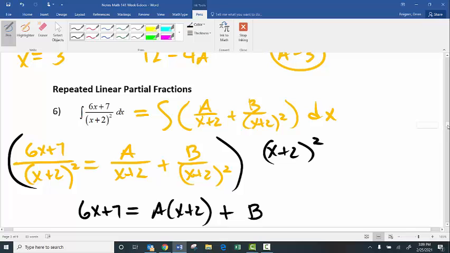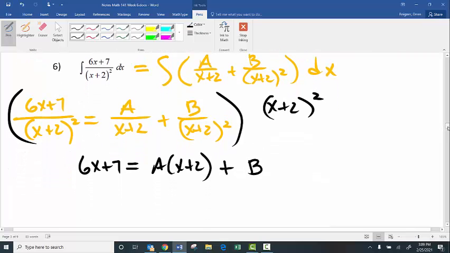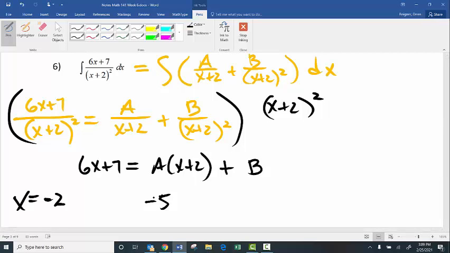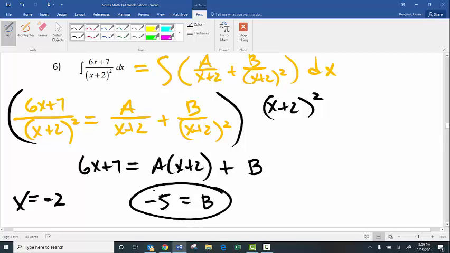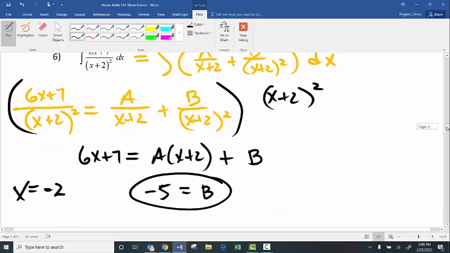All right, so now this one you solve similarly in that you choose x's that make your life simple. So for instance, let's choose x equals -2. So when you choose -2, 6 times -2 is -12, plus 7 is -5. When you plug in -2, you get -2 plus 2, and that's going to give your a as 0. So you don't have to worry about the a. And then the only thing you have left is b. So b is -5.